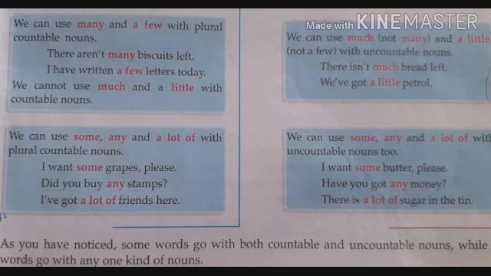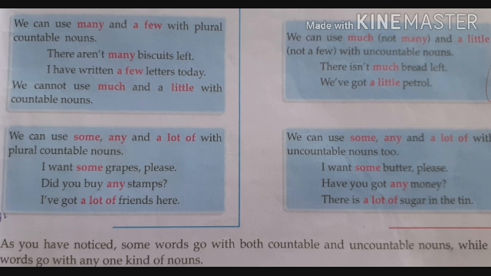Next one, we can use some, any, and a lot of with uncountable nouns too. We can use them with countable and uncountable nouns. Suppose I want some butter. Butter is uncountable because it is a quantity, a material, a substance. Have you got any money? There is a lot of sugar in the tin. We can't count sugar.